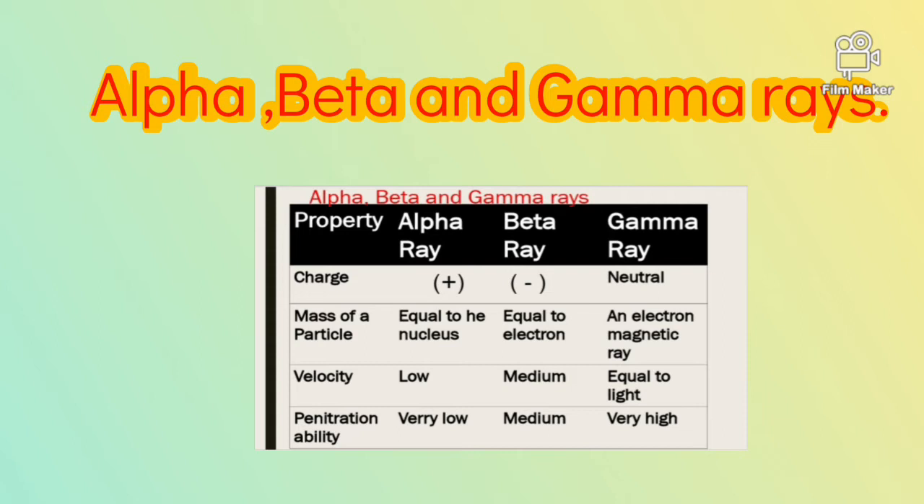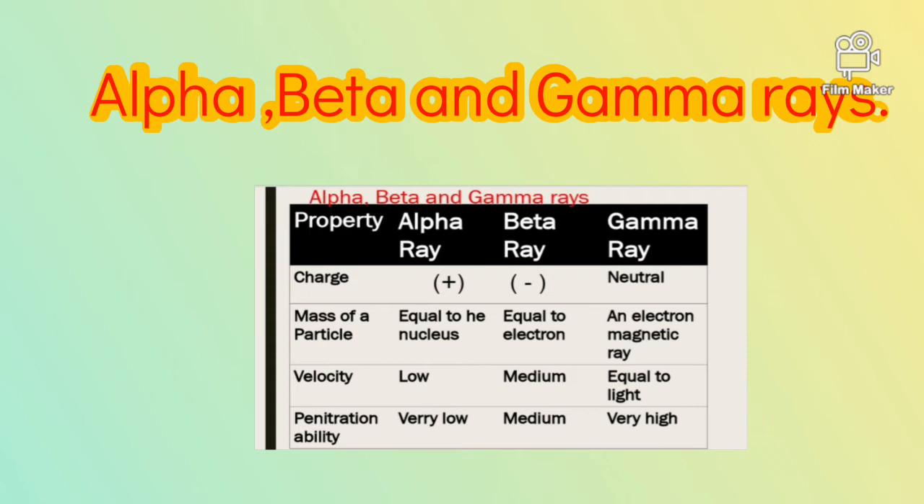Mass of a particle. If you consider the mass of the particle, an alpha particle is equal to a helium nucleus. Beta particle is equal to an electron. And gamma rays are electromagnetic rays. Actually, gamma rays don't have particle nature. It is an electromagnetic ray.